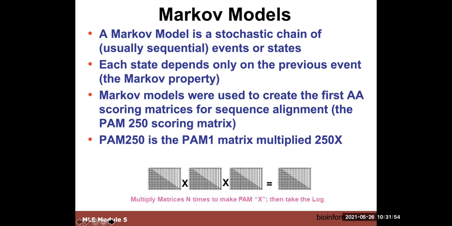By multiplying the PAM1 matrix 250 times, one after the other after the other, so this is matrix multiplication, she produced the PAM250 matrix, which corresponded to the expected evolution of sequences over 250 million years. Again, to produce it, you had to do a multiplication in sequence. So this was essentially a Markov process, where 1 million years of mutation times another million years of mutation produces the PAM2 matrix. It was all theoretical, but what she ended up producing was a scoring matrix that was amazingly useful. It was useful for more than 20 years in terms of sequence comparison alignments, and it was only improved on slightly through the development of the BLOSUM matrix.